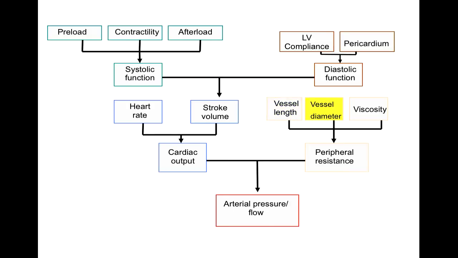The second resistance factor is vessel diameter. This is the width of the blood vessel. And what it comes down to is that the wider a blood vessel is, the less resistance. So if I'm trying to send blood down two different blood vessels, one is very narrow and one is very wide, the wider vessel, because it has a greater diameter, offers less resistance to the flow.